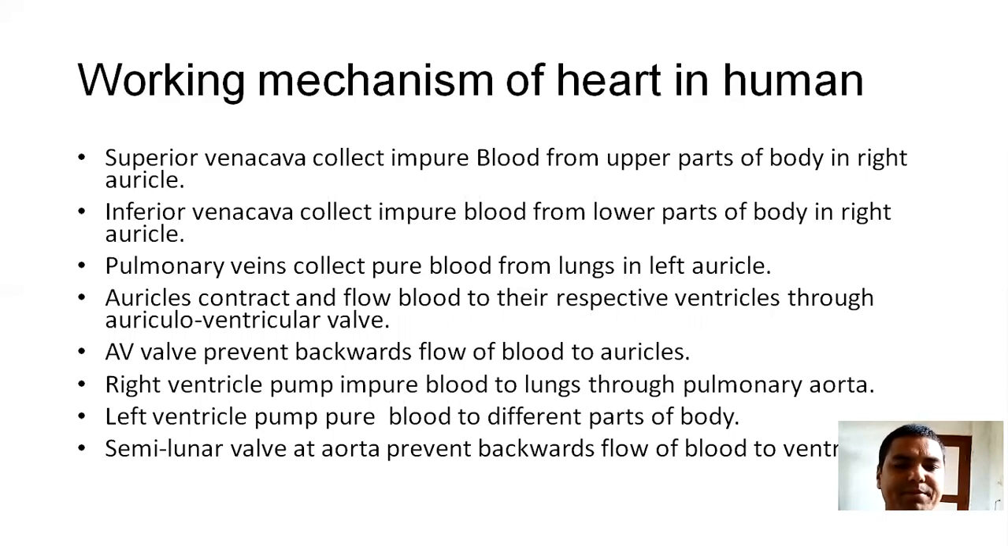Right ventricle pumps impure blood to the lungs through the pulmonary aorta. Left ventricle pumps pure blood to different parts of the body. Semilunar valve at the aorta prevents backward flow of blood to the ventricles.